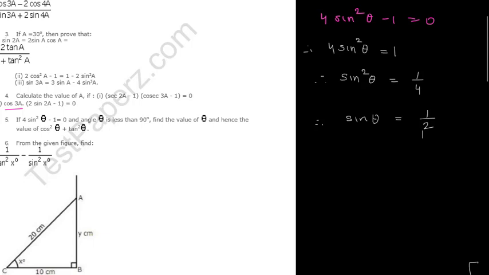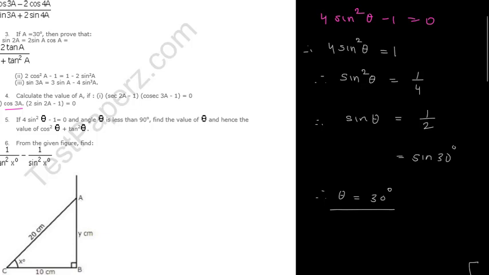Now sin theta is equal to half. We know that sin 30 degree is half. So this is equal to sin 30 degree. Therefore the value of theta is 30 degree. So we got the value of theta. Value of theta is 30 degree. Now I have to find the value of cos square theta plus tan square theta.